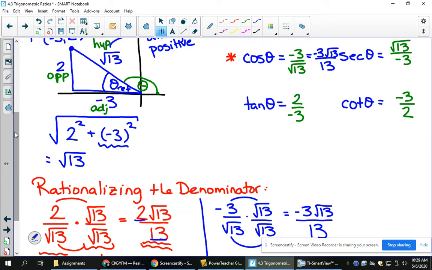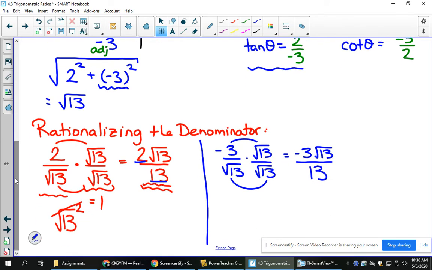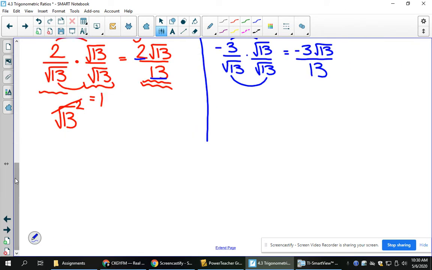One other thing to talk about that bothers some people is for this tan theta, see how there's a negative in the bottom? That sometimes will bother certain people. Some people have this rule that they think negatives should be in the top of a fraction. And yes, you will find that in some textbooks. But let's talk about negatives and fractions.